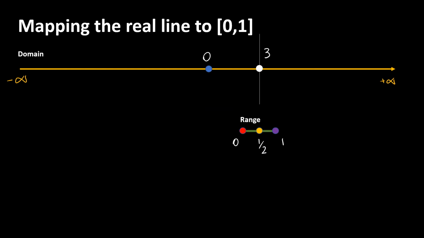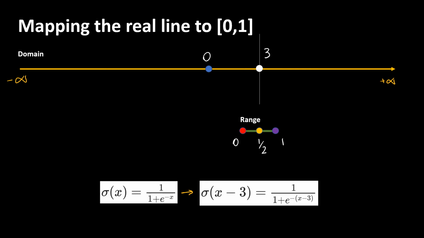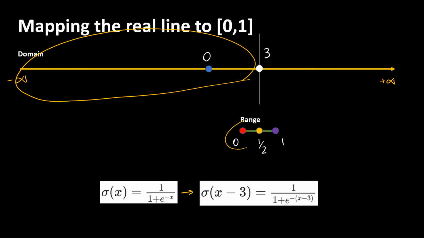To elaborate on this, consider x equals 3. We can force 3 to get mapped to 1/2, but how? It suffices to substitute x minus 3 for x in the sigmoid function, and that's it. Take a closer look to see what else is going on here. We are mapping everything less than 3 here to something that is less than 1/2 here.